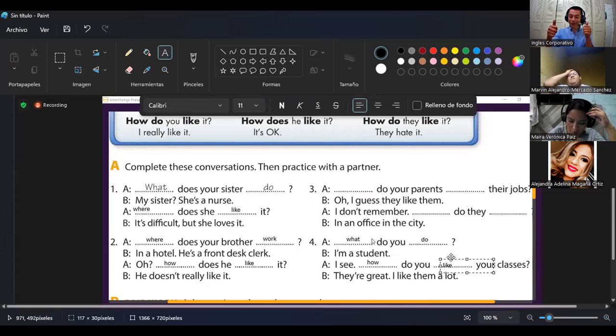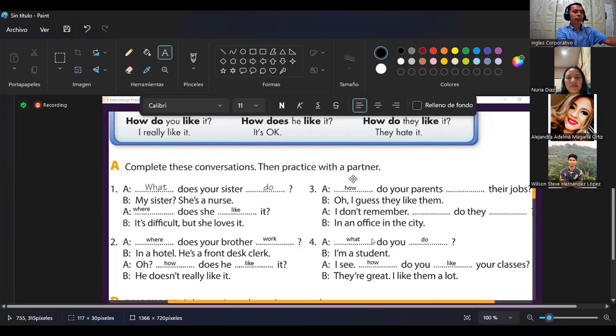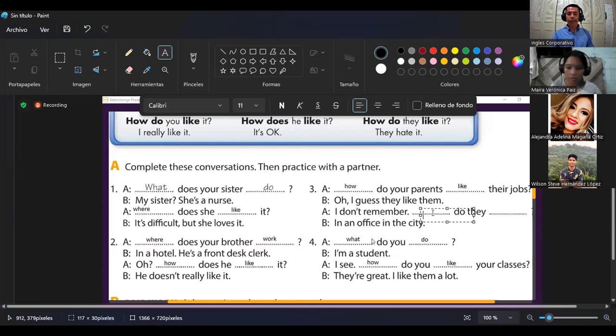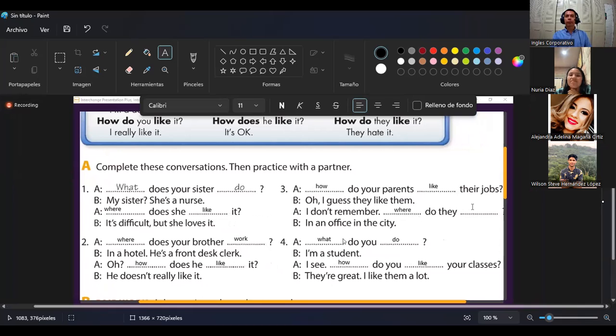You mean the English class? Oh, thank you. La tres sería, how do you? Bueno, la tres lo molesto para ponerlo aquí solo, por favor. How do you like their homes, their jobs? Y acá. Where? En la tres, I don't remember. Where? Work, me dijeron, ¿verdad? Work. Okay.